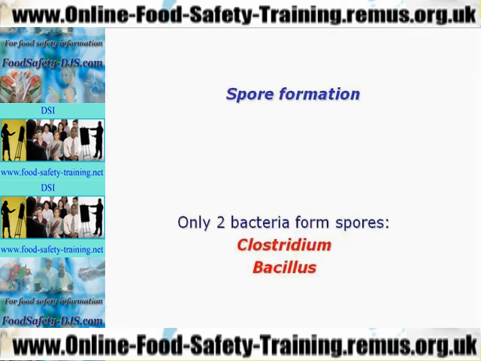Now I want to introduce you to spores, and in particular spore formation. Only 2 bacteria form spores, and they are Clostridium and Bacillus. Now we've already met a couple of different types of Clostridium and Bacillus: Clostridium perfringens, Clostridium botulinum and Bacillus cereus. There are other versions of spores within nature, not related to food safety. For example, Bacillus anthracis is the anthrax spore. Clostridium tetani is the tetanus spore.